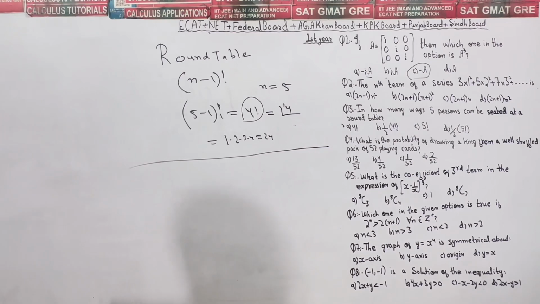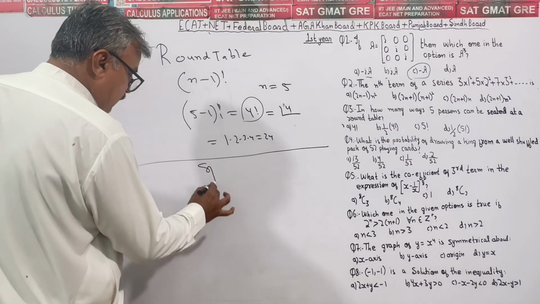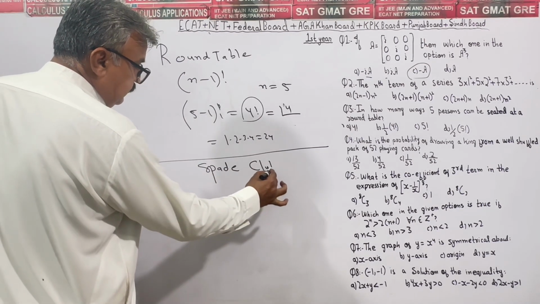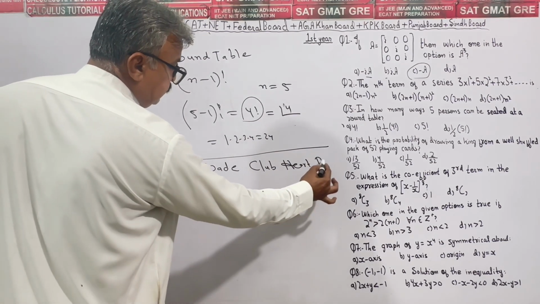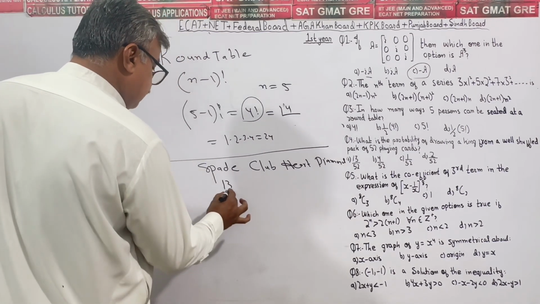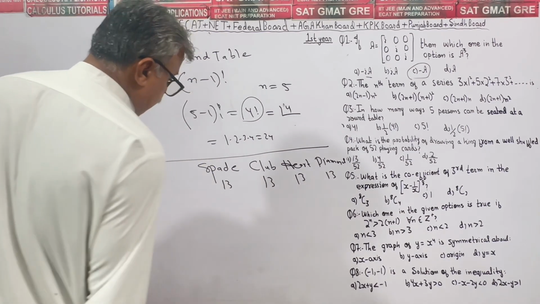Next question based on probability. What is the probability of drawing a king from a well shuffled pack of 52 playing cards? Kinds of cards: spade, club, heart, diamond. The basic deal: each comprises 13 cards. 13, 13, 4 times, 52.